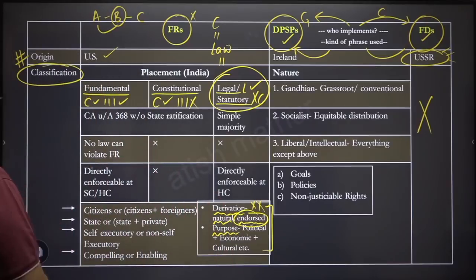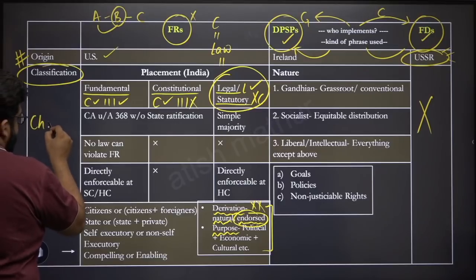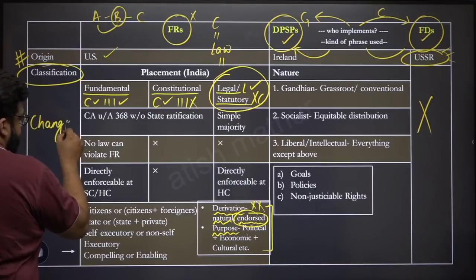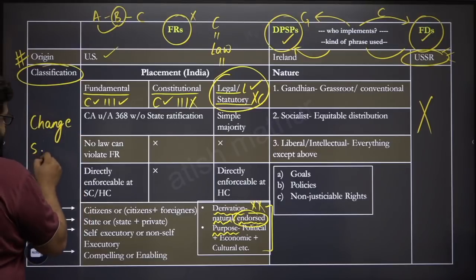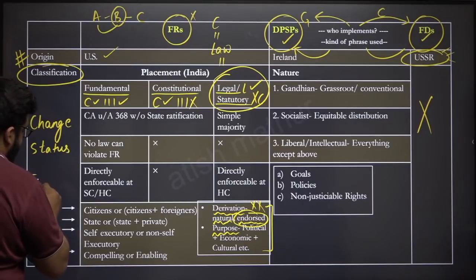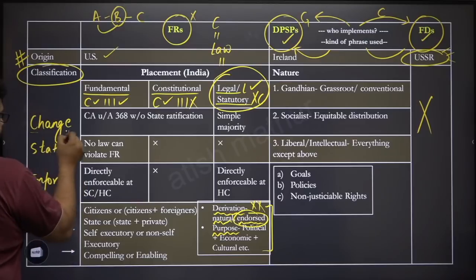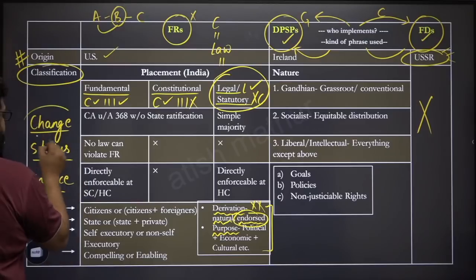Now let's understand the differences. We will look at it from three parameters. First, the process of changing them. Second, the status that they enjoy. And third, the kind of enforcement mechanisms that these have. Now let's understand them first through change.